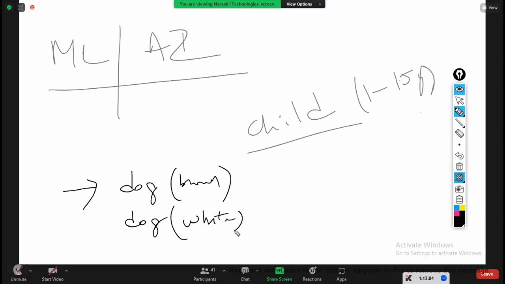Next day, you show one more dog, a pug dog, which will be very low in height. Hey, yesterday this much height you told dog. Today you're showing this one and you are saying dog. What is this? So the child will not understand with one example. We have to train with multiple examples and multiple features.